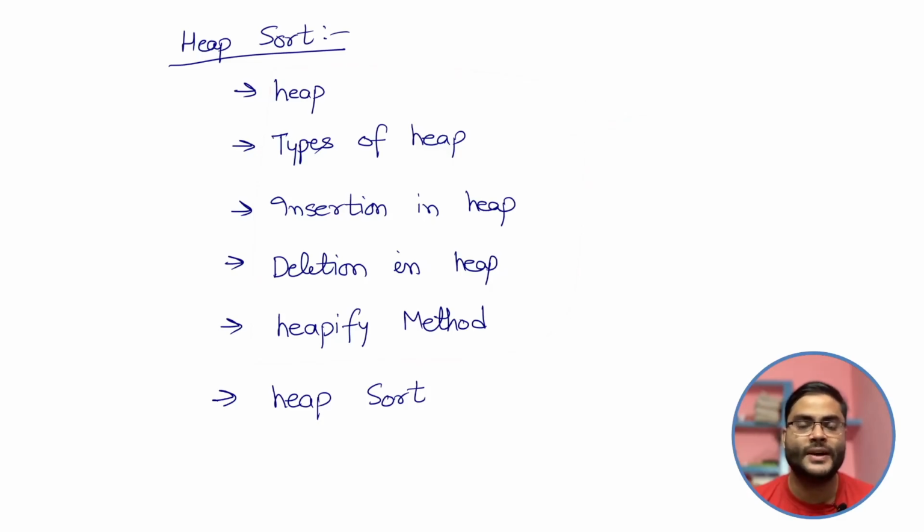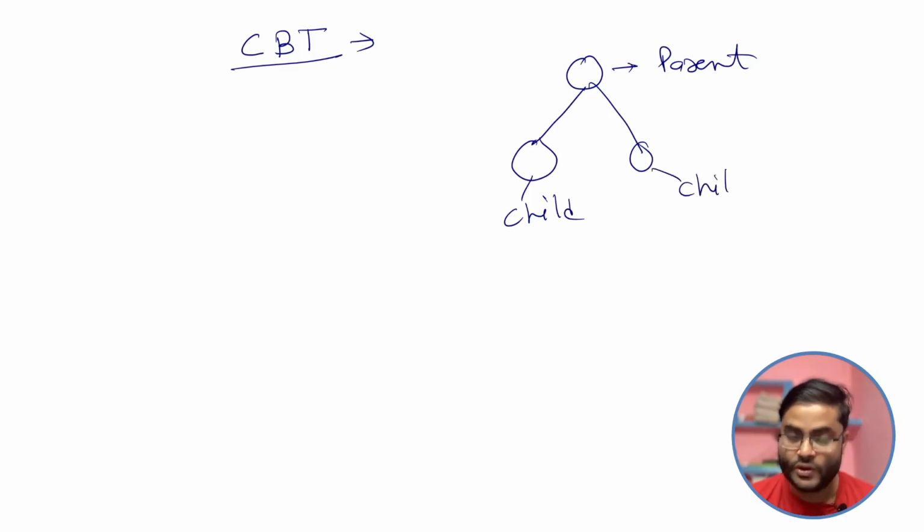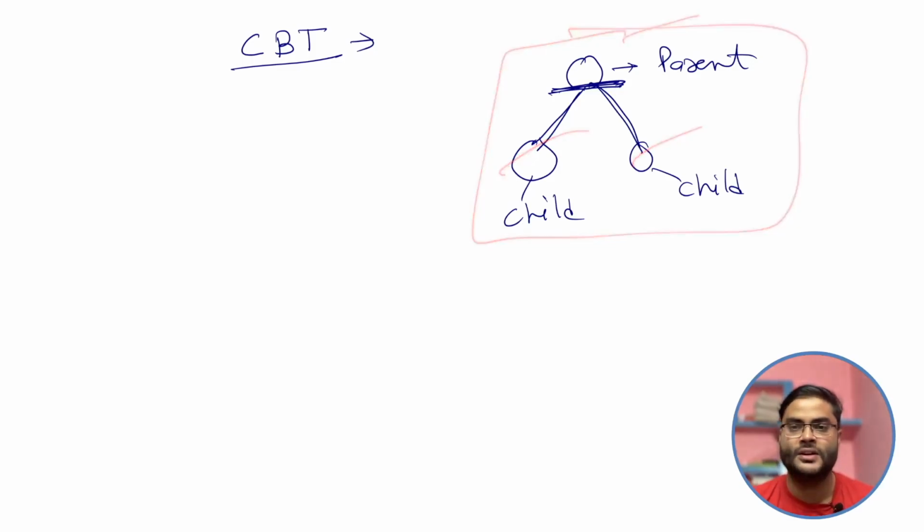So without understanding these things, we cannot understand heap sort. So we need to understand what is heap. Okay, so let's start with what is heap. Now, what is heap? Heap is nothing but a complete binary tree, right? So what is a complete binary tree? Basically, what is a tree? A tree is a hierarchical structure in which we have, let's say, a parent, and then we have a child. So if an element has two children, then it is called a binary tree. It is a binary tree because it has two children.